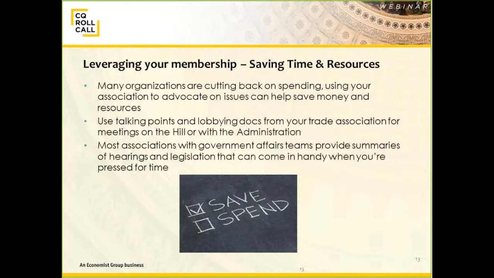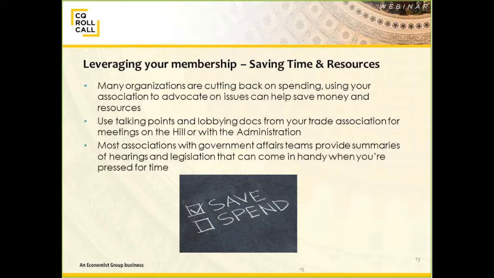Also, most government affairs teams at trade associations will offer lobbying documents that your team can use, including handouts and talking points. For me, having access to summaries on legislation and hearings has been helpful on a number of occasions. Some days I just don't have the time or, frankly, the patience to sit and listen to a 4-hour hearing on pension reform, waiting for a member to bring up one small item or issue that's relevant to me.